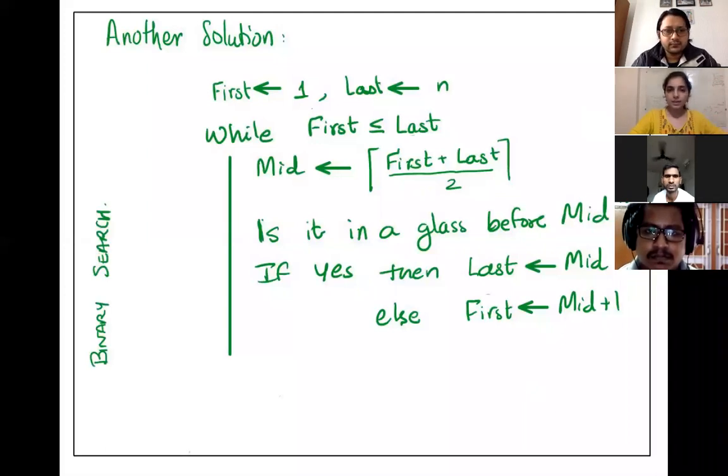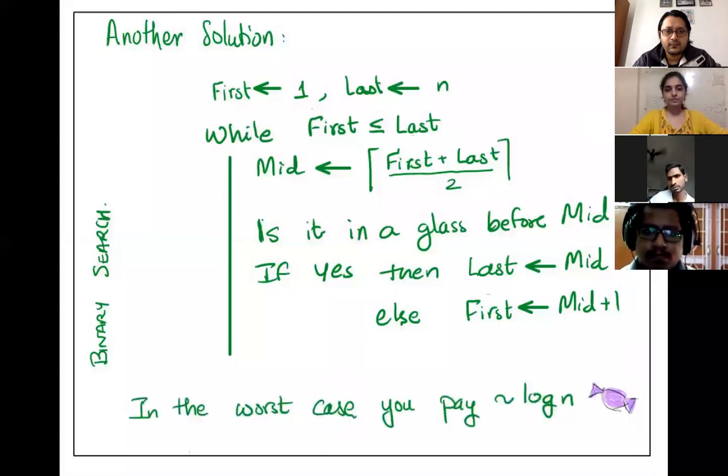This is a typical binary search example. And I don't know whether you've seen the analysis of this, but this will end up making you pay around log of n. Log is typically taken to the base 2 in computer science. So log to the base 2 of n.